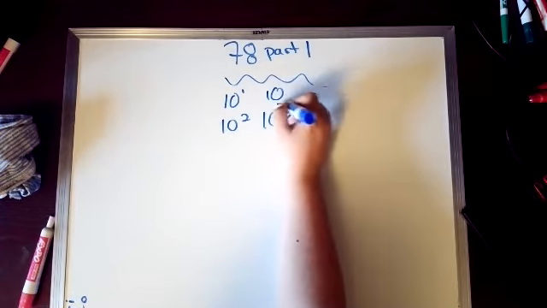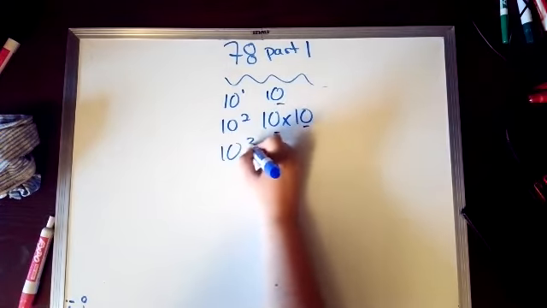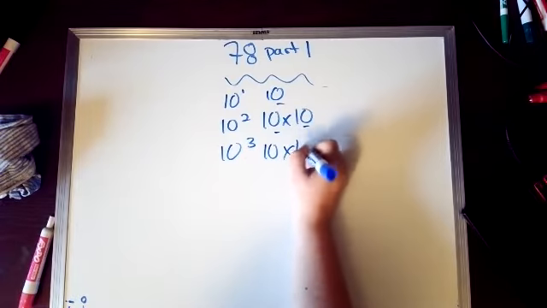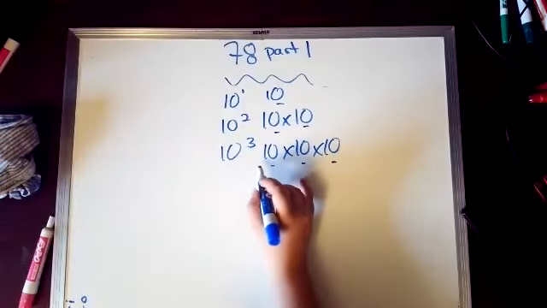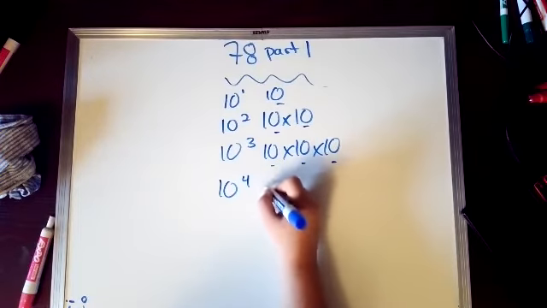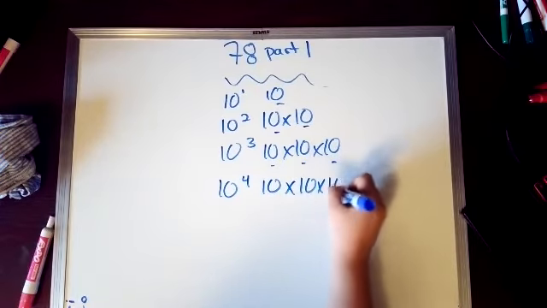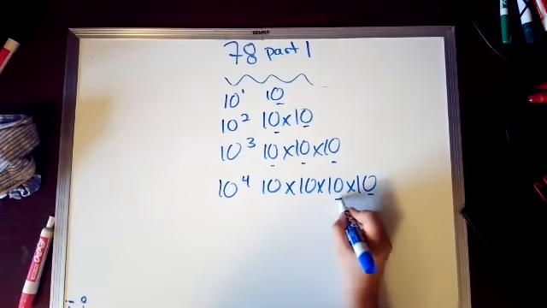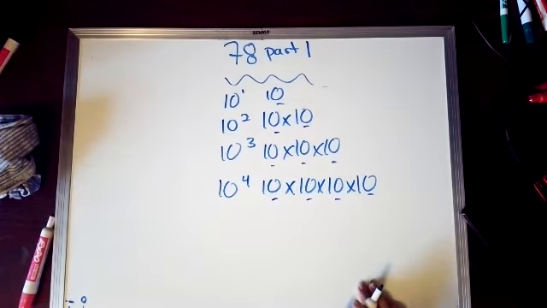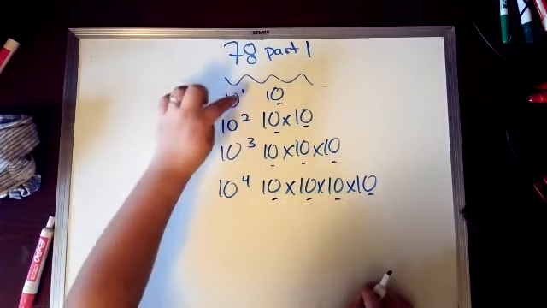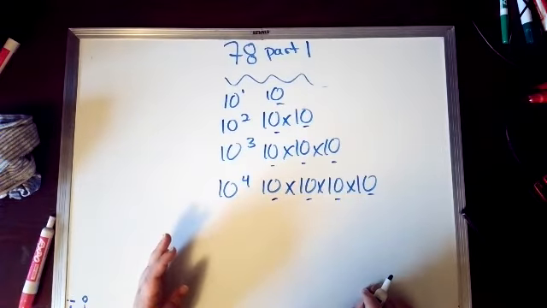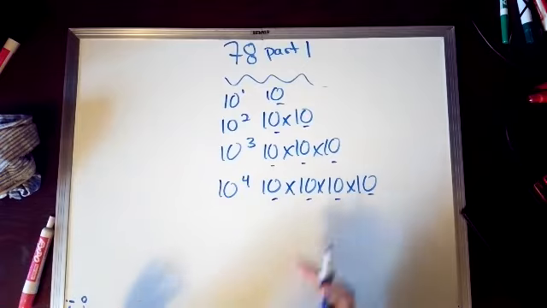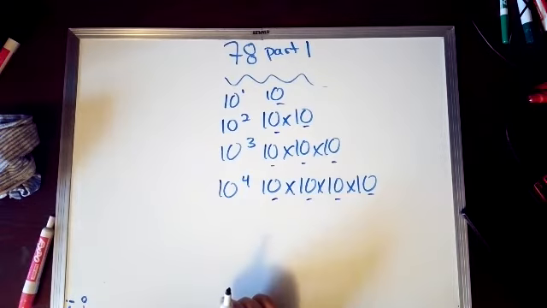10 cubed is 10 times 10 times 10, which is 1,000, with 3 zeros. 10 to the power of 4 is 10 times 10 times 10 times 10, which is 10,000, which is 4 zeros. Okay, so really what these numbers are, when you're doing it with tens, is telling you how many zeros you have in that answer. What this means is we can then use it to write numbers using a different type of notation.